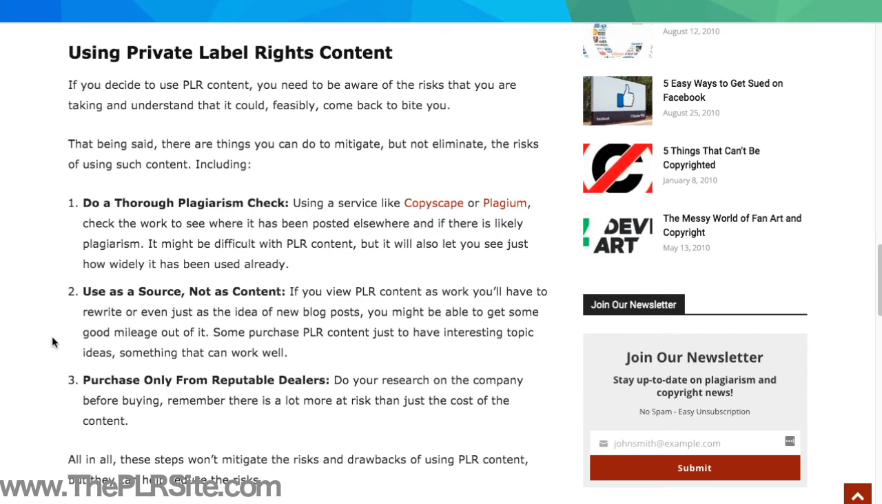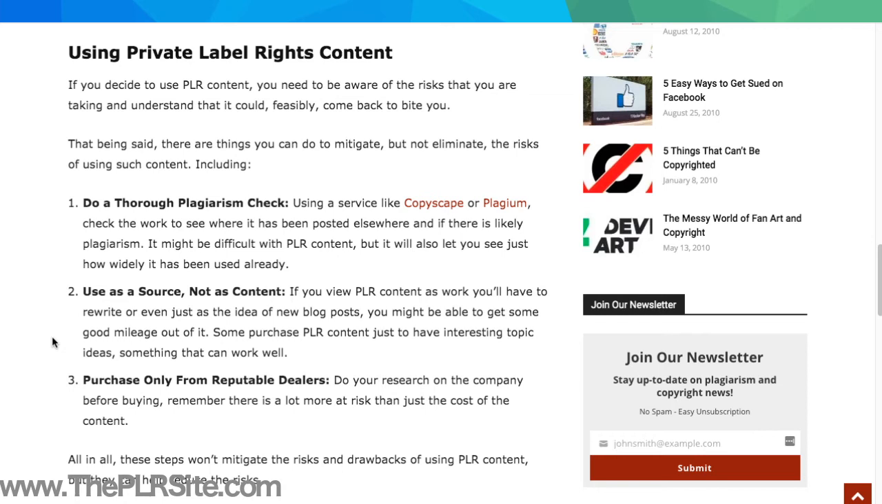Two, use it as a source, not as content. I have said this many times: use PLR as a basis for your content, not as your content. If you view PLR content as a draft, you'll have to rewrite it, or even just use it as the idea for new blog posts. You might be able to get some good mileage out of it. Some people purchase PLR content just to have interesting topic ideas, which can work well. Three, purchase only from reputable dealers.